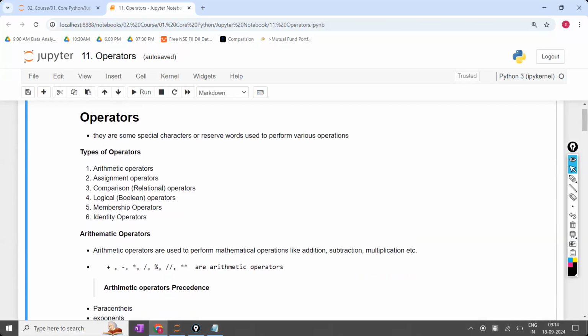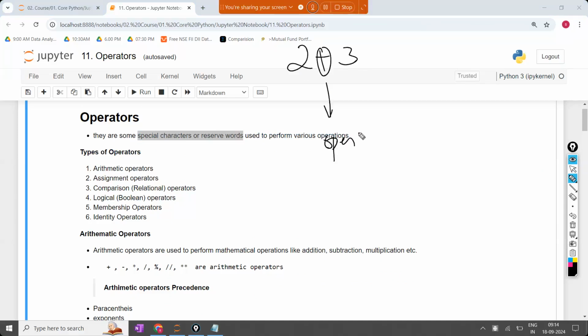In today's class, we are going to see the different kinds of operators we have in Python. The types are arithmetic operators, assignment operators, comparison operators, logical, membership, and identity operators. Now what is meant by operators? Operators are special characters or reserved words. Some operators are symbols, some are reserved words. For example, in 2 plus 3, the plus symbol is called the operator.